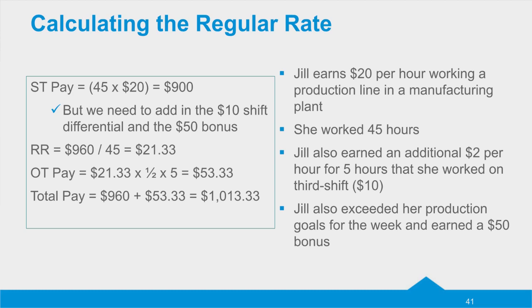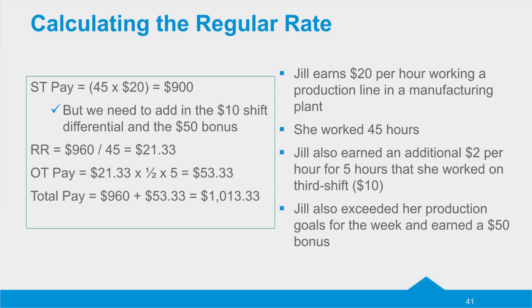So she earns $900 in straight time. But then to that, we have to add this $10 shift differential and the $50 bonus. So her regular rate is the $960 of total compensation she received divided by her total hours of 45. So now we've gotten to her regular rate of pay, which is $21.33, and we multiply that by 0.5.